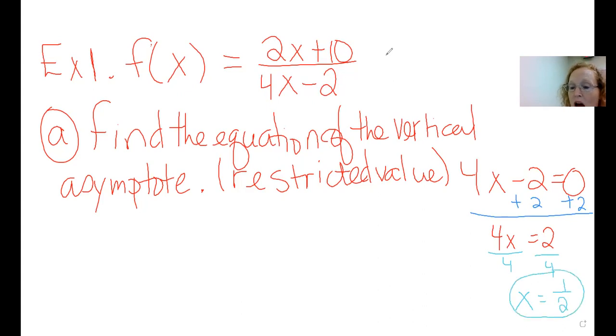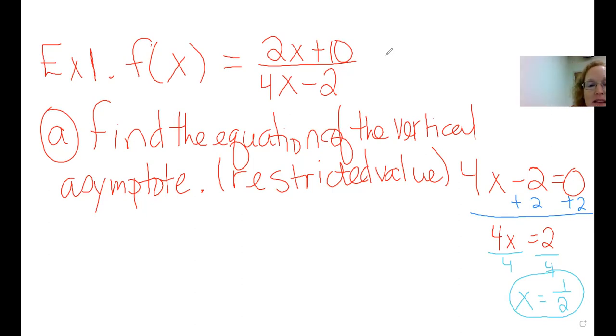And so the difference is when we did this on Tuesday, sorry, I want to say Thursday, when we did this on Tuesday, we said x couldn't equal 1/2. That's because 1/2 was a restricted value. Well, everywhere there is a restricted value, it means that there is a vertical asymptote. So my vertical asymptote is at x equals 1/2. And you actually do have to write the whole thing. You have to say x equals 1/2.